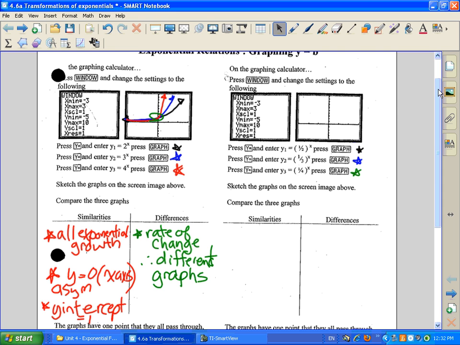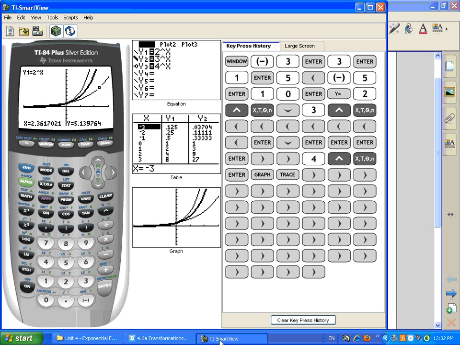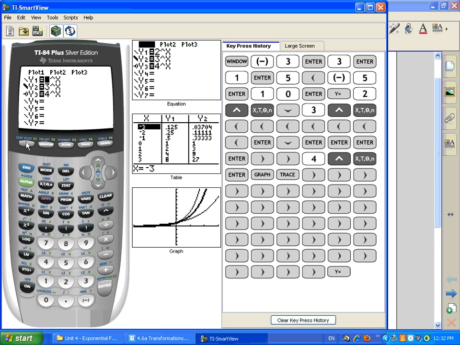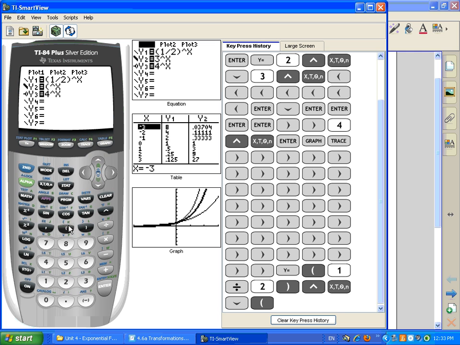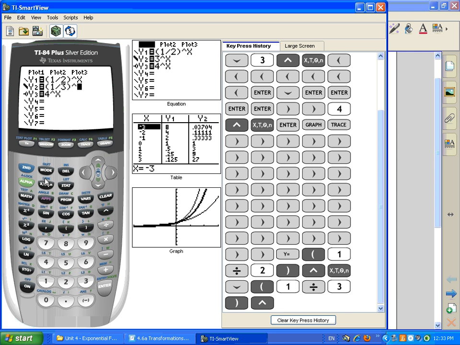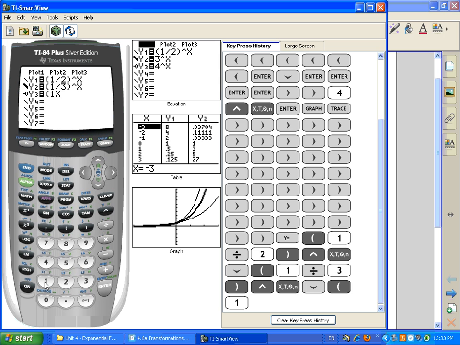All right, so let's go to the graphing calculator and plug those in. So I'm going to go y equals. I'm going to go bracket 1 divided by 2 bracket hat x. I'm going to go down and I'm going to go bracket 1 divided by 3 bracket hat x. And then I go bracket 1 divided by 4 hat x. Okay, so is everybody ready to see the trend here?